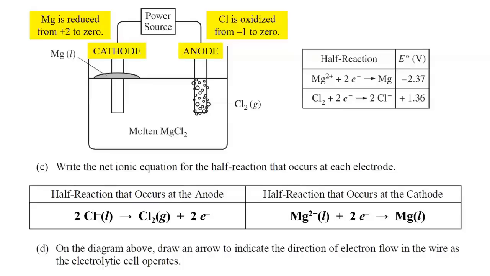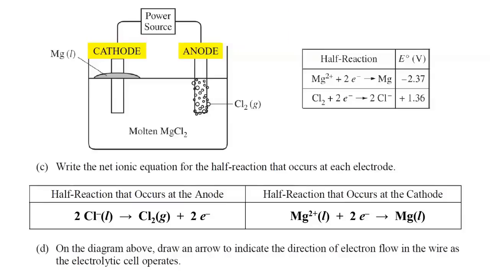Now on the diagram above, draw an arrow to indicate the direction of electron flow in the wire as the electrolytic cell operates. So the flow of electrons in the wire will always go from the site of oxidation at the anode, where electrons are lost, toward the cathode, where electrons are gained. So the electrons will flow from the anode to the power source and then on to the cathode.